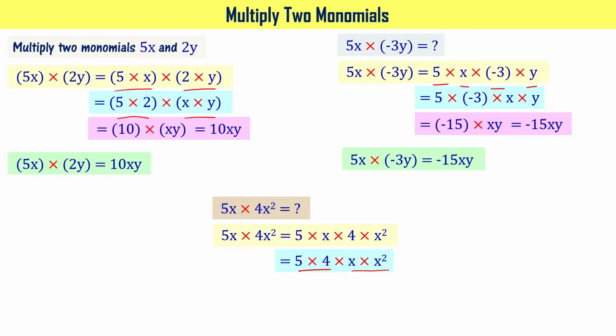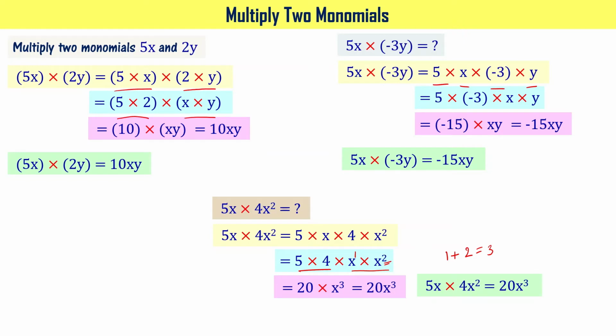As you see here, this has x power 1, this is x power 2. Since x is the base which is common to both, I can simply add the powers 1 plus 2, that is equal to 3. That's how we will be writing x power 1 times x square as x cube. So now it can be written as 20 times x cube, meaning 20x cube. So the answer is 5x times 4x square is 20x cube, right?